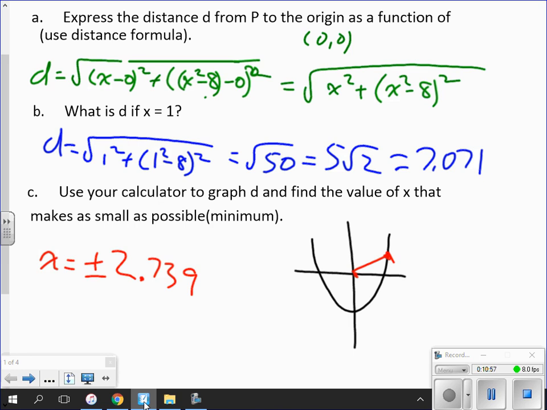Because if you extend this out up here and I'm up here, the distance gets a lot bigger. The distance here might actually be the closest. I don't know. But we have found out where they are the closest at those two values of x. My calculator instantly rounded it to 2.74. That's fine, right? Yeah.